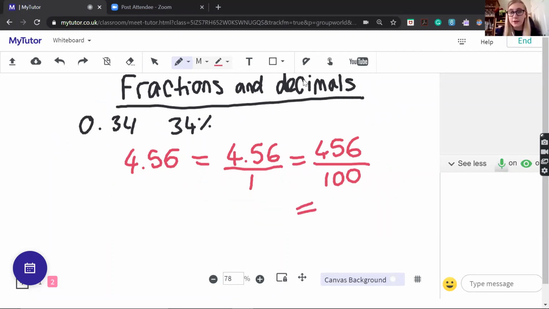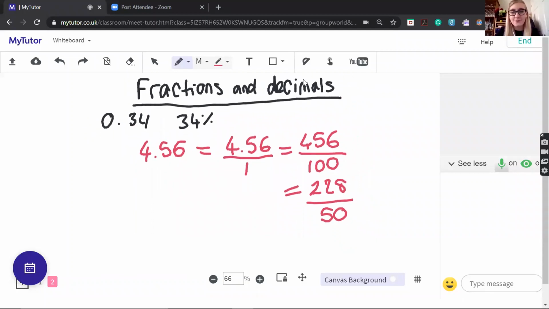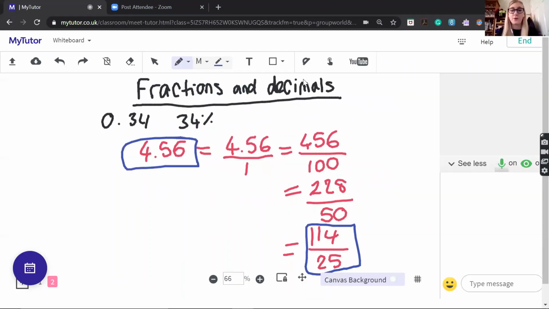So we'll get 228 over 50. And then we can divide these by 2 again and get 114 over 25. And that can't be simplified any further. So we've seen that 4.56 is equal to 114 over 25, which sounds really complicated.